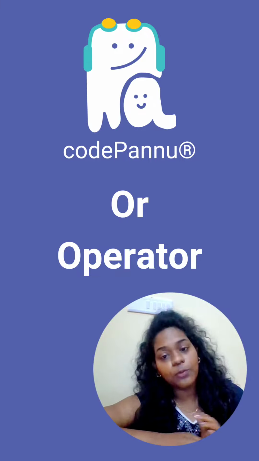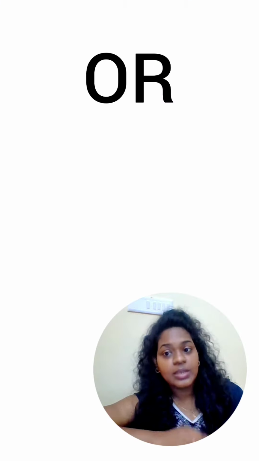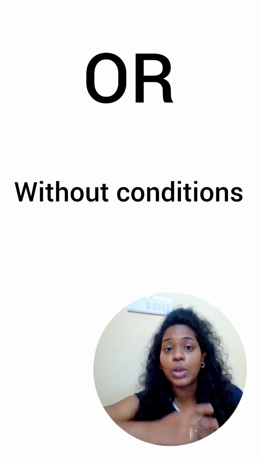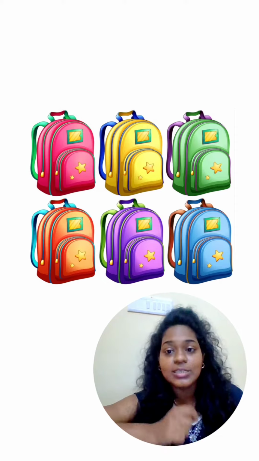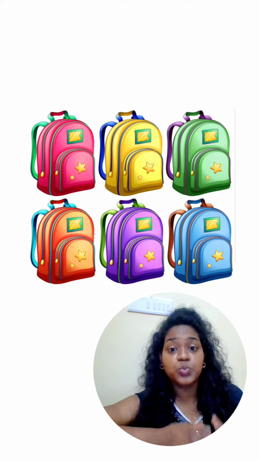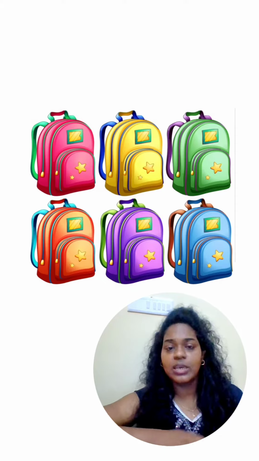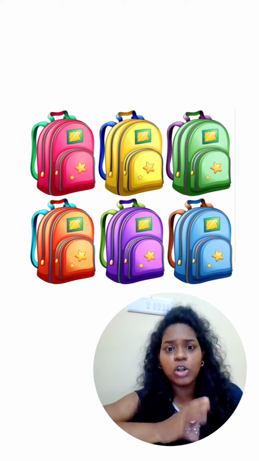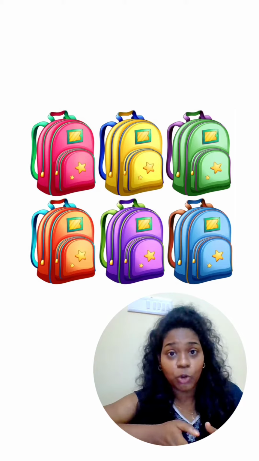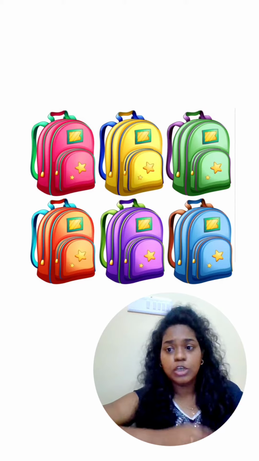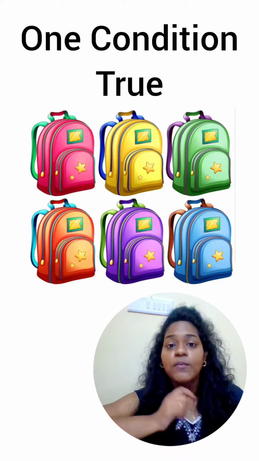Let us see an example of logical OR operator in the real world. Sometimes we use the word OR with our conditions. For example, if we want to buy a school bag and if the shopkeeper asks us which color bags we want to look at, we can say we want yellow or black. We're not looking for a bag with black and yellow. We are looking for yellow or black. So when we want any one of the conditions to be true, we use OR.